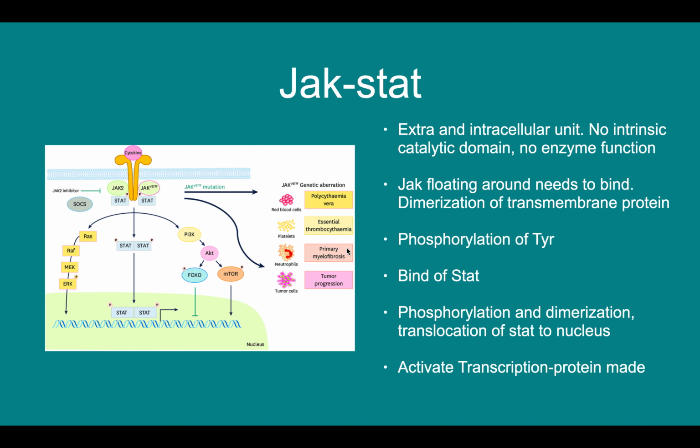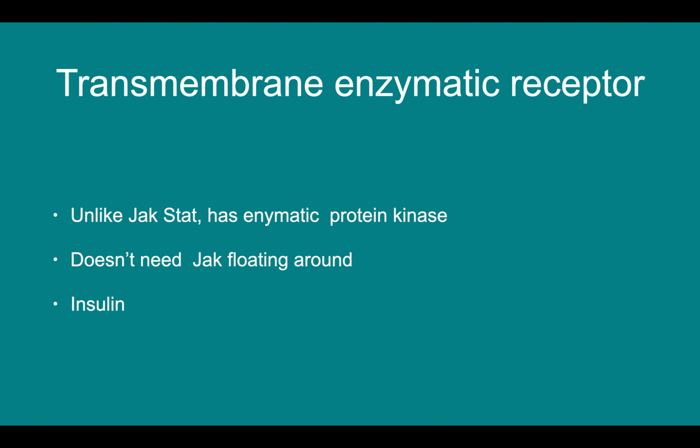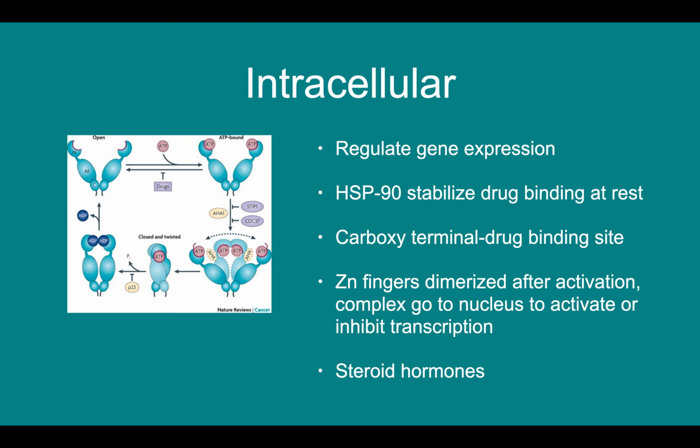These are the aberrations that affect this pathway. So polycythemia vera, thrombocythemia, primary myelofibrosis, and tumor cells. The transmembrane enzymatic receptor has enzymatic protein kinase, so it doesn't need JAK to actually bind. Same kind of process, but it doesn't have the two-step process. So insulin is one of the examples.